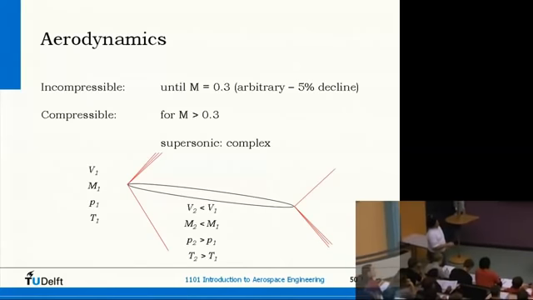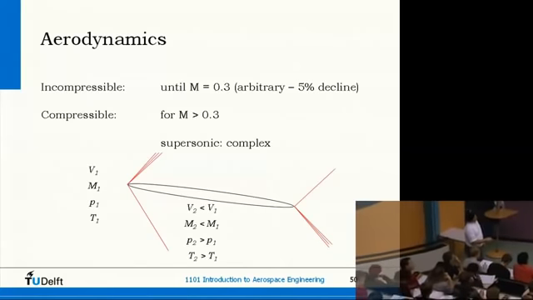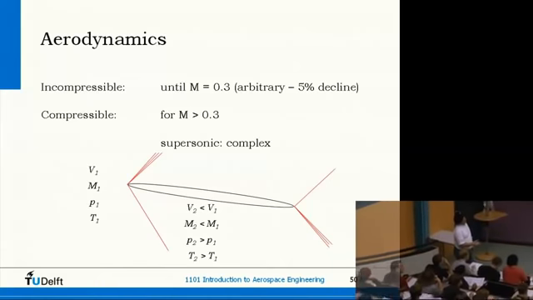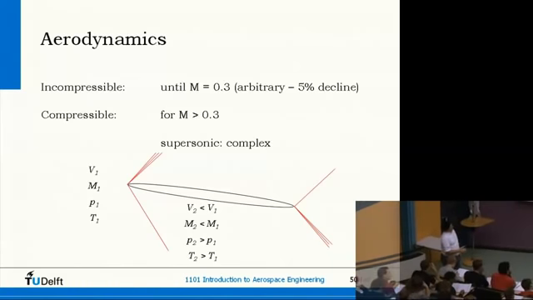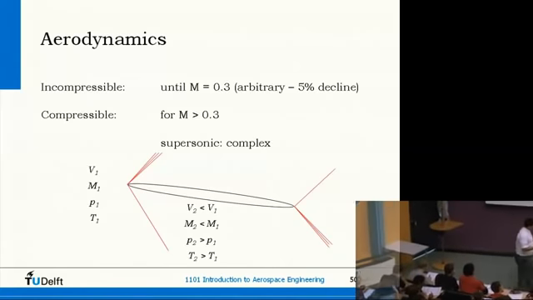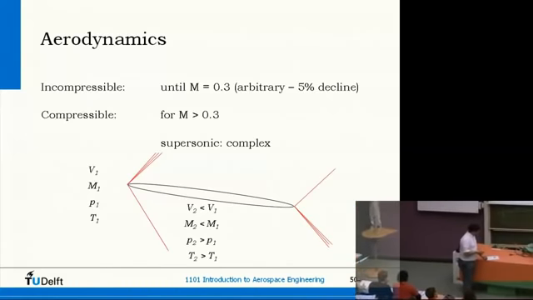This is what happens. You have a speed and a Mach number, a pressure and a temperature before, and after a shock wave you see that these are changing. The speed here is smaller, so also the Mach number. The pressure is slightly higher, and also the temperature is somewhat higher. So after a shock wave, pressure and temperature increase and speed decreases.